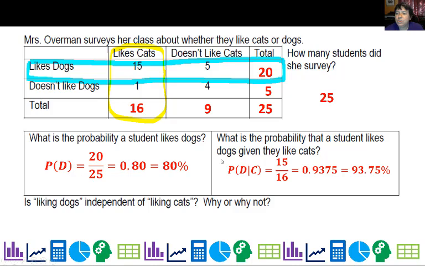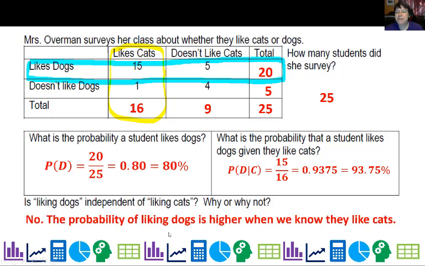Well, I could ask you, is liking dogs independent of liking cats, and why or why not? If these two were the same, and they don't have to be exactly the same, like if this was 78%, I'm like, pretty close. But you got 80% here and 94% here practically. So no, the probability of liking dogs is definitely higher when we know they like cats. So those are not independent. So we are dealing with dependent probabilities here.